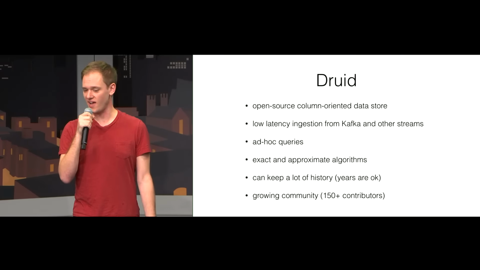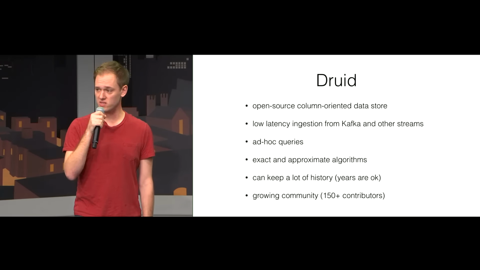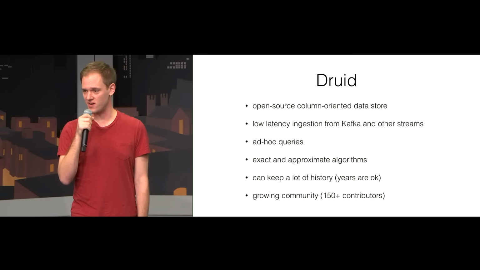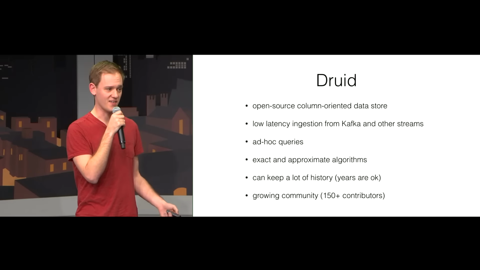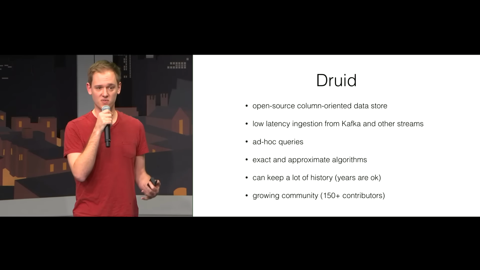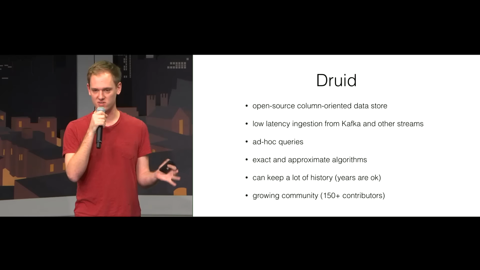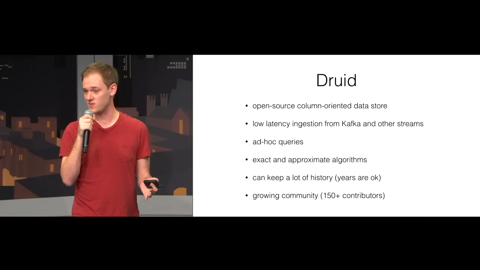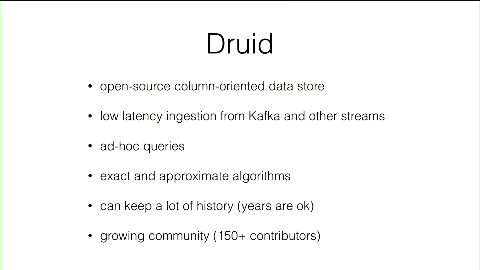Druid's designed to support ad hoc queries so that we don't pre-compute things. The data is all being queried on the fly. We do both exact and approximate algorithms. The idea is that the approximate algorithms can give you answers a lot faster with bounded error. And if you really need to firm up an answer, you can. But for a lot of these exploratory interactive use cases, approximate answers tend to actually work out pretty well. We can keep a lot of history. Years are OK. What's pretty typical is months to years of history.